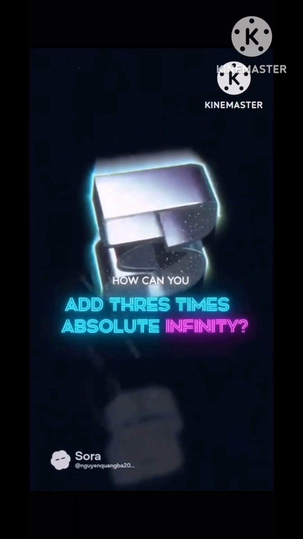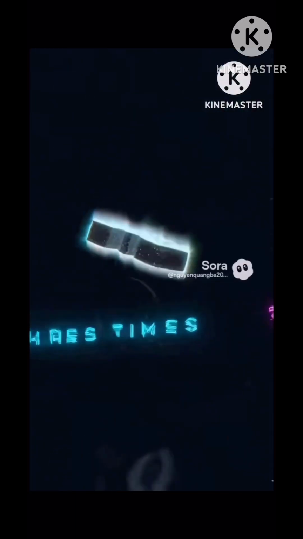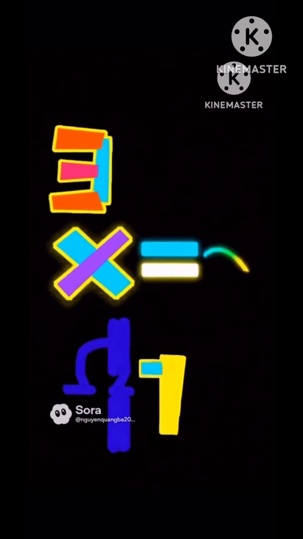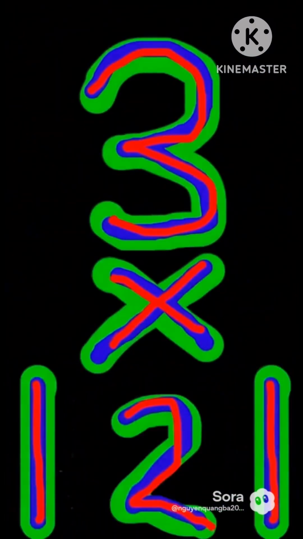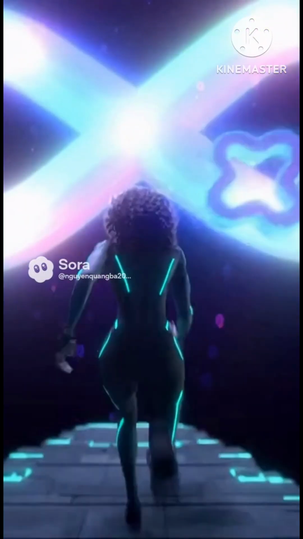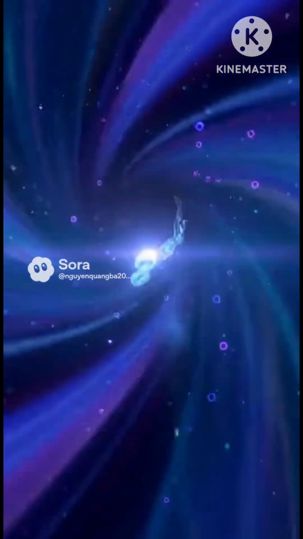How can you add 3 times absolute infinity? Start with one endless loop. Add another, and another. 3 times the absolute of 1 becomes infinite. 3 times the absolute of 2, 6. And then, it doesn't stop. It becomes infinity.